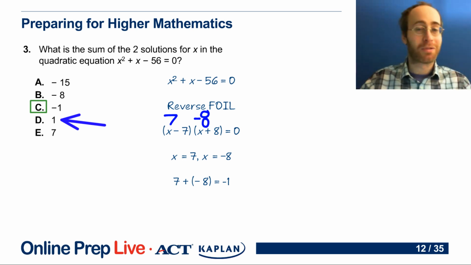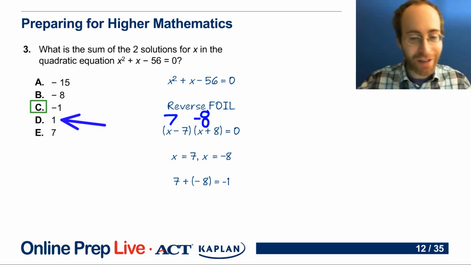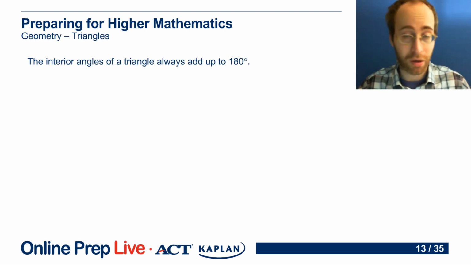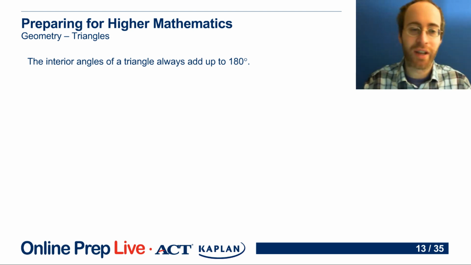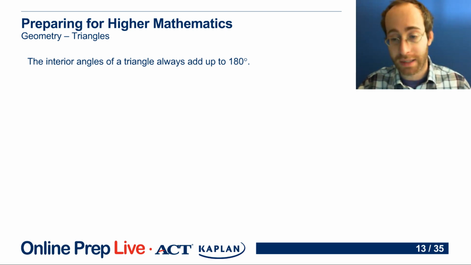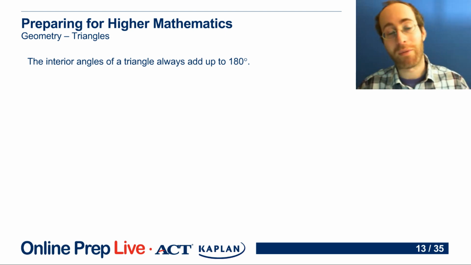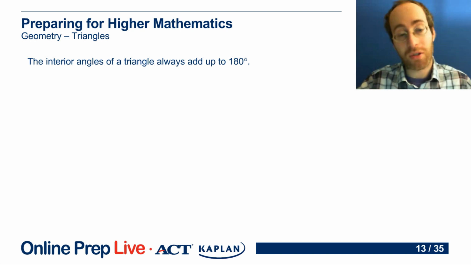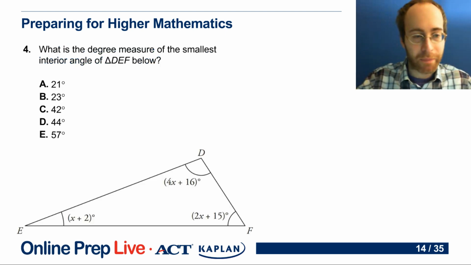Now we're going to jump from quadratic equations to a totally different topic, triangles, just giving you a little bit of a sampling of some of the material that we review in our course, to give you a feel for what it's like to learn in Online Prep Live. So for triangles, one of the things that we review is that the interior angles of a triangle always add up to 180 degrees. Maybe you remember that from geometry class, maybe not, doesn't matter, right? Now you know. And so now with just that one little fact, you can get questions right like this one.